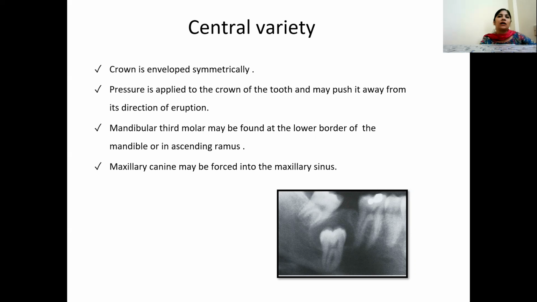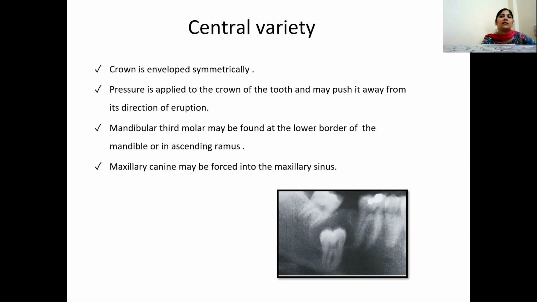So the mandibular third molar may be found at the lower border of the mandible or in the ascending ramus. Since we are talking about the mandibular third molar, because that is the most commonly impacted tooth, and dentigerous cyst is mostly associated with the mandibular third molar. The maxillary canine may be forced into the maxillary sinus. So that is the first variety in the radiographic appearance, that is the central variety.